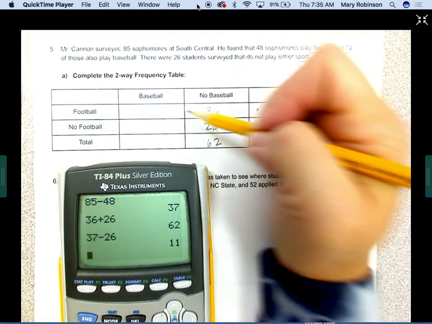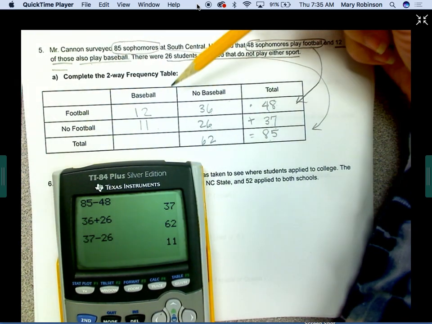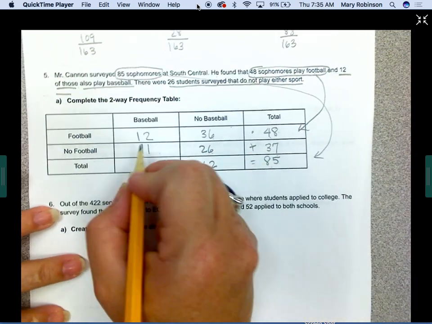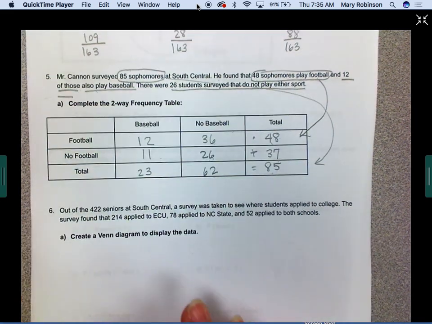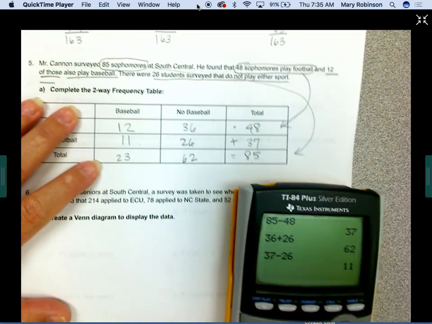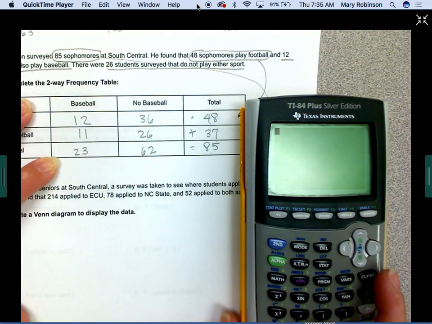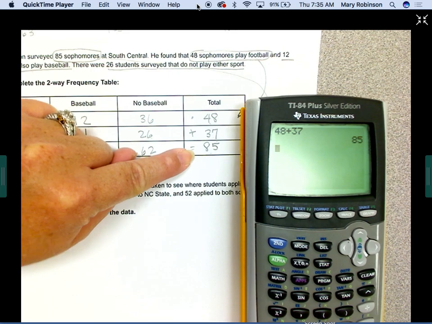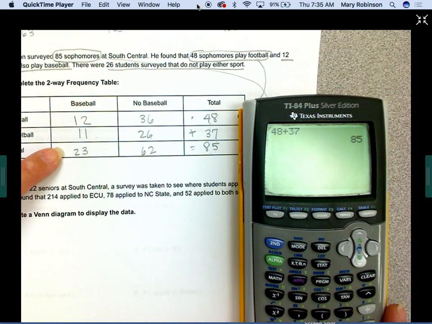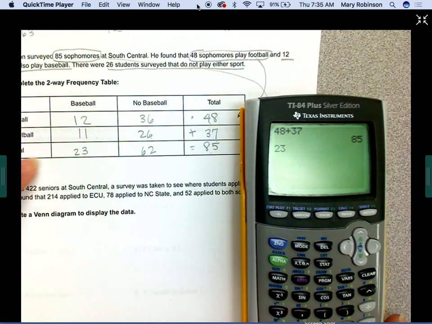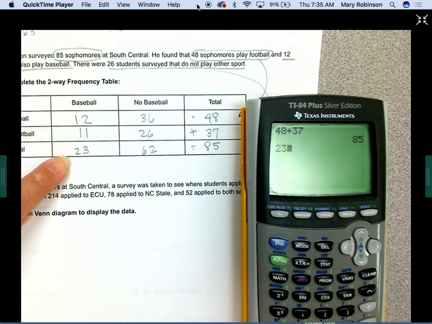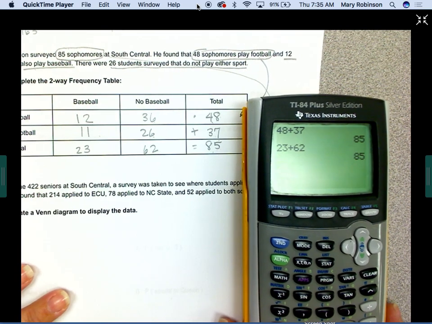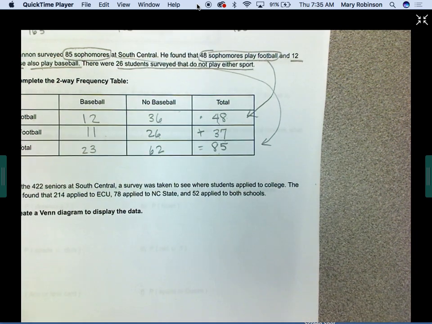And then I can add 12 and 11 here for baseball to get the total for baseball. So 12 plus 11 is 23. Now, we know that our table should be accurate if I can total these numbers here, 48 plus 37, and I get the total of 85, as well as if I total the horizontal row, 23 plus 62 is also 85. So that should give us confidence that our values are correct.